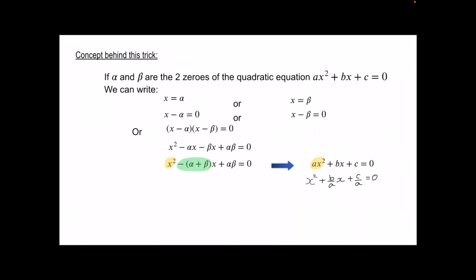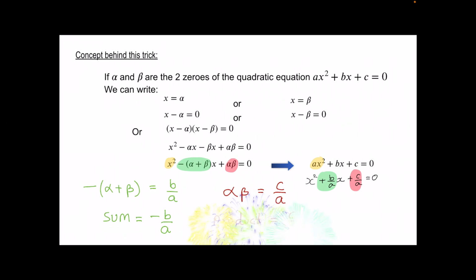Next, when we compare the coefficient of x, so negative (alpha plus beta) equals to b by a. Now alpha plus beta means the sum of both the zeros. So the sum of the zeros is the negative b upon a. Same way, when we compare the constant terms in both the equations, we have alpha into beta equals to c upon a, and alpha into beta means product of both the zeros. So the product of zeros is c upon a, that is the constant term.